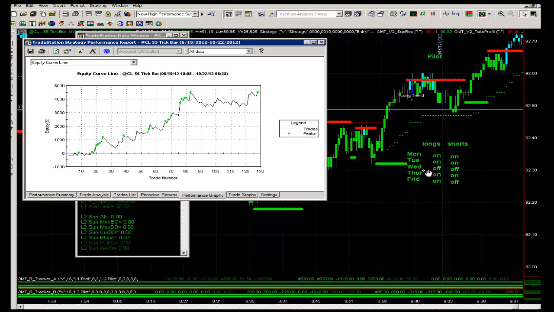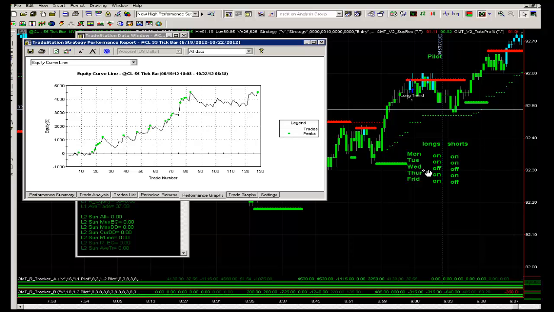Now, we all know that Wednesday typically never gets turned on because it doesn't really make any money. The stats for the last month are that Wednesday is down negative $80 on the long side, and on the short side it's down $325.